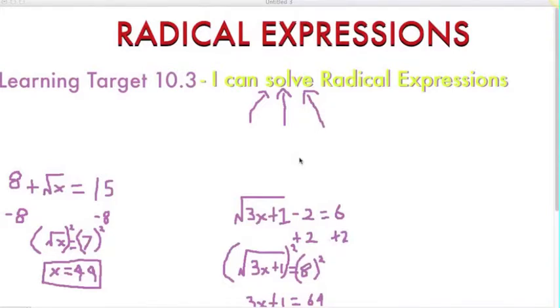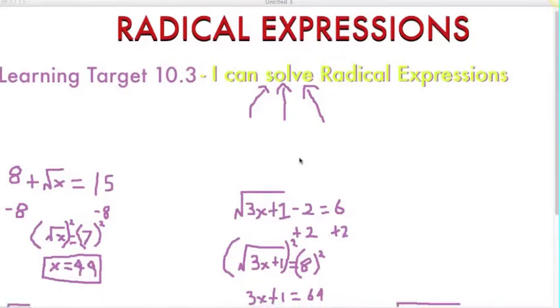Hello, welcome back. This is the third video on radical expressions, learning target 10.3: I can solve radical expressions. If you didn't see the first two videos, I suggest that you go back and watch them because they might help you get a better understanding of radical expressions as a whole. But if you did watch them already, then let's get started.